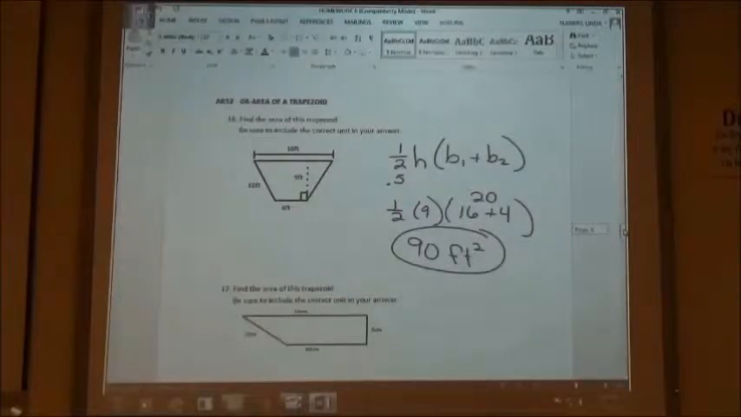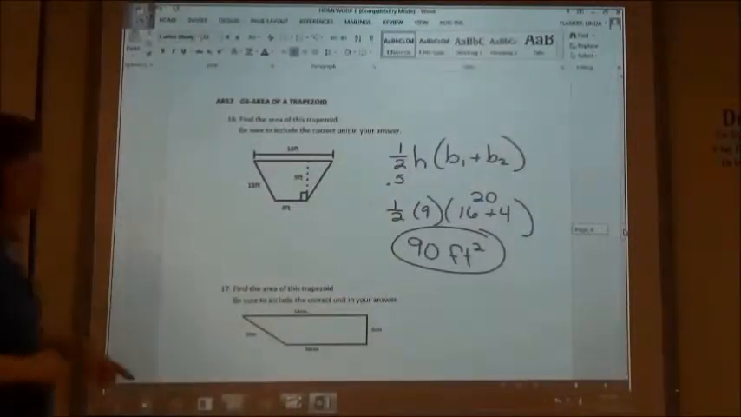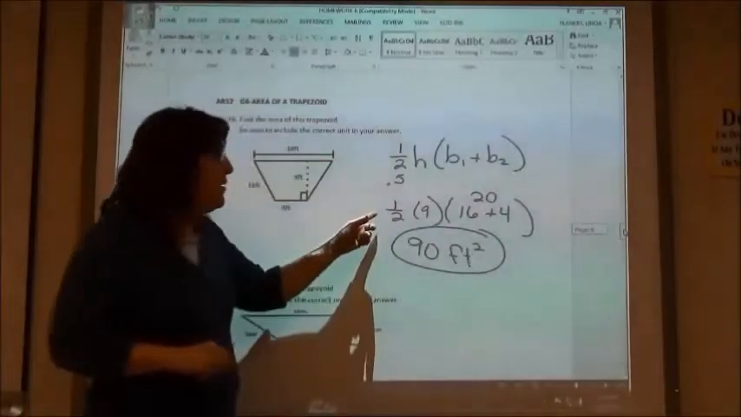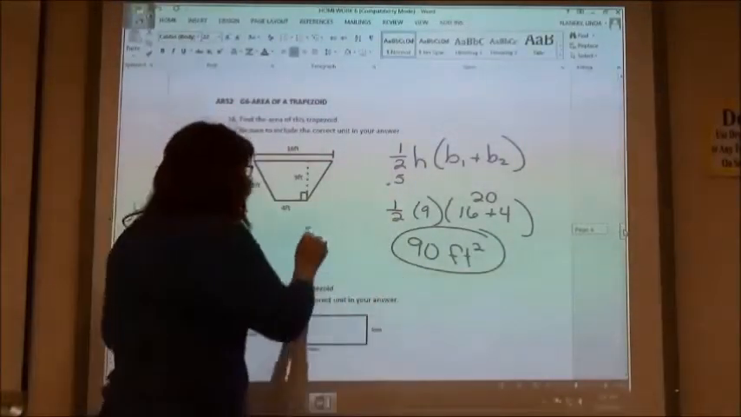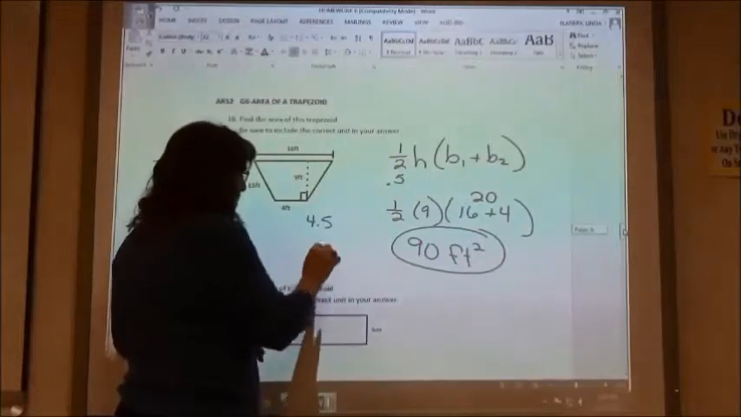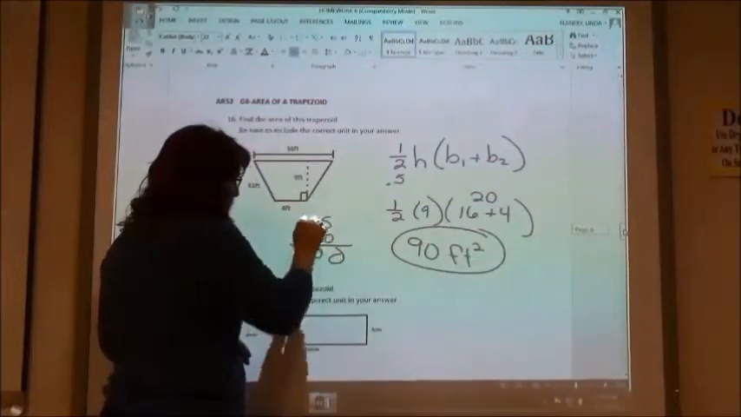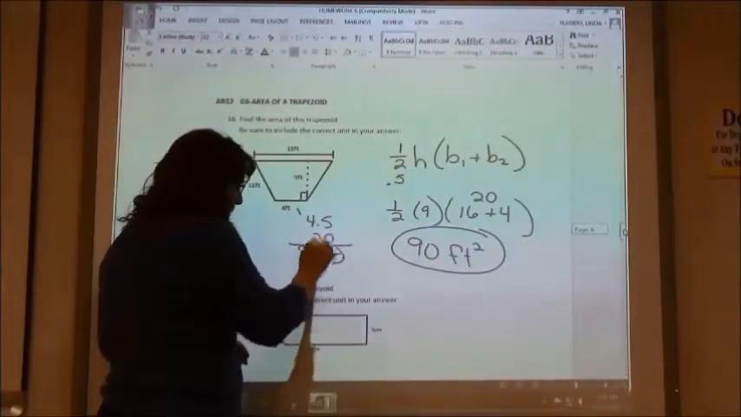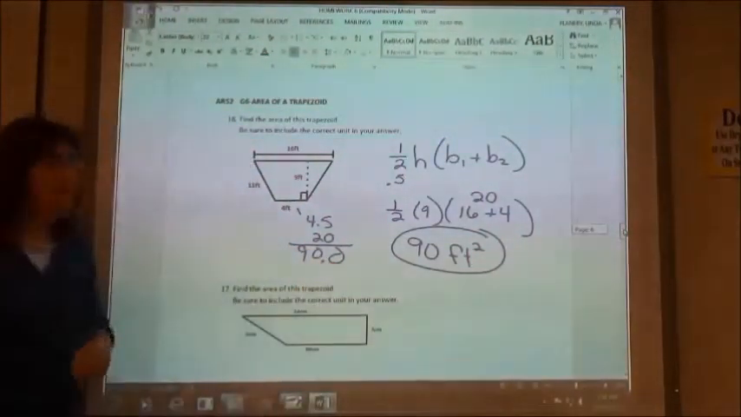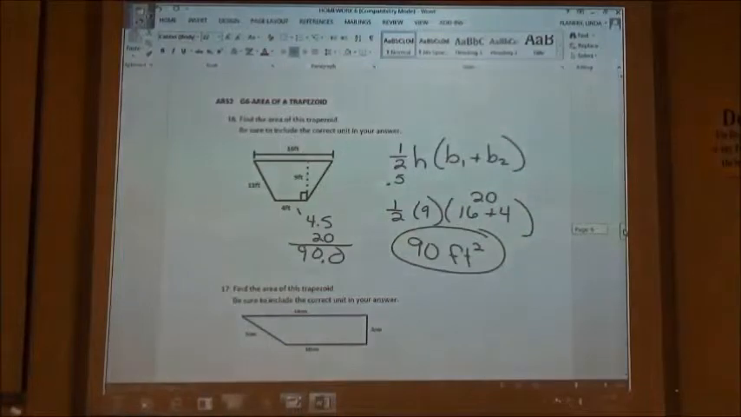What are you pondering there? I can't get half of 9. Right. That's why I didn't do half of 9. I did half of 20. But you could do half of 9, which is 4.5 times 20. 4.5 times 20, 10, 8 plus 1 is 9, but I got to move my decimal over. And I still get the same number, right?